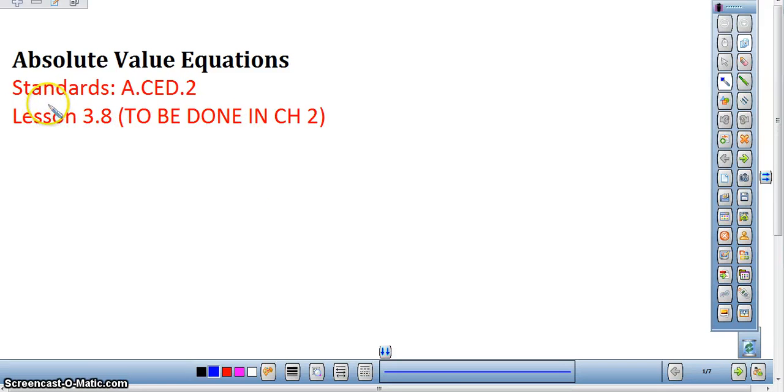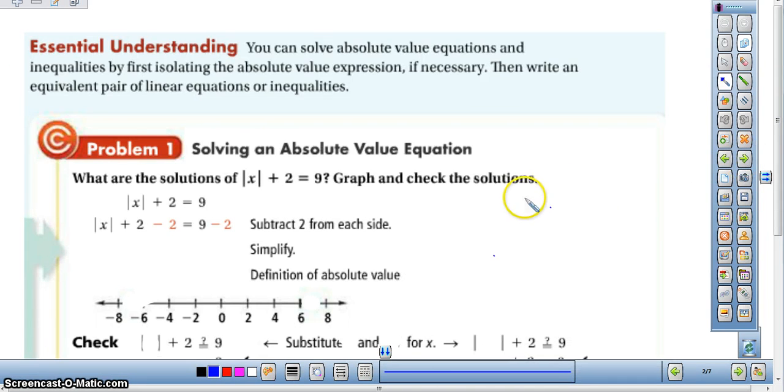This is lesson 3.7. The standard that we're working with is ACED2, absolute value of equations. Up to this point, we've solved equations with variables on both sides. We are now going to be looking at solving absolute value equations. We will save the inequalities till the next unit that we work with.